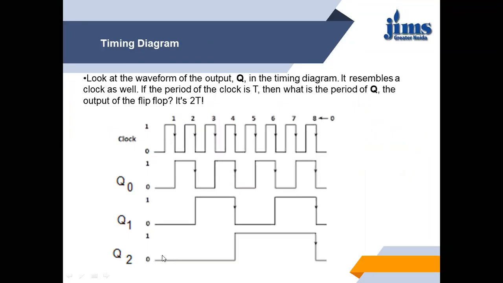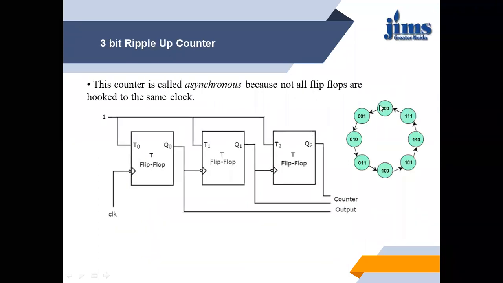So you can see the output sequence: 000 is 0, 001 is 1, 010 is 2, 011 is 3, 100 is 4, 101 is 5, 110 is 6, 111 is 7, and after 7 the value of the output is 000. That means the cycle will repeat. It starts with 000, counts up to 111, and again after 111 the value will be 000. So it starts from 0 and goes up to 7. With every clock, 1 is incremented, and after 7 it will again go to 0.